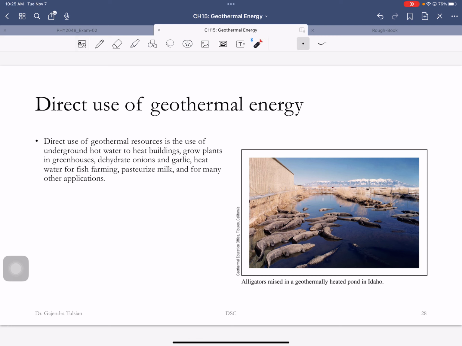So here's alligators being raised in Idaho for their skin and meat and stuff like that. In Idaho, right?